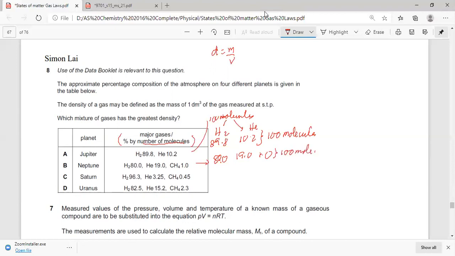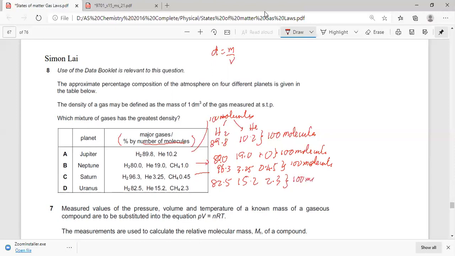This is a very important concept, otherwise you cannot solve it. Same thing in Saturn: for 100 molecules, there are 96.3 molecules of hydrogen, percentage-wise. Here will be 3.25 molecules and here 0.45, so the total is also 100 molecules. Uranus is the same: 82.5%, 15.2, and 2.3. The total number of molecules is also 100.